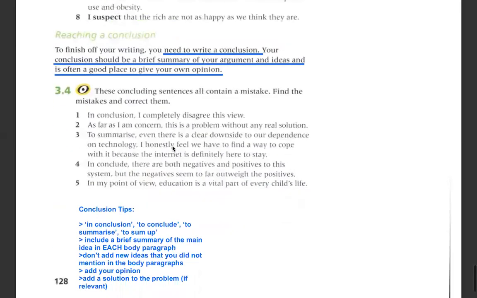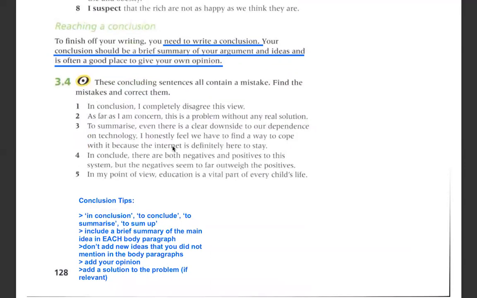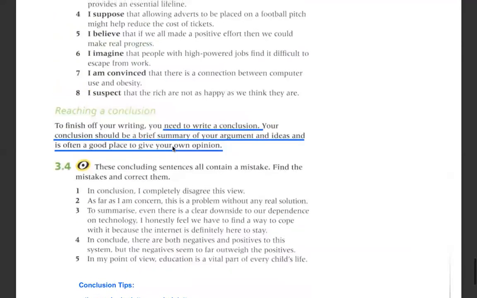All right, last thing we're going to have a look at before we finish is the conclusion paragraph. So you need to write a conclusion. It's the last paragraph. Your conclusion should be a brief summary of your arguments and ideas. And it's often a good place to give your opinion.